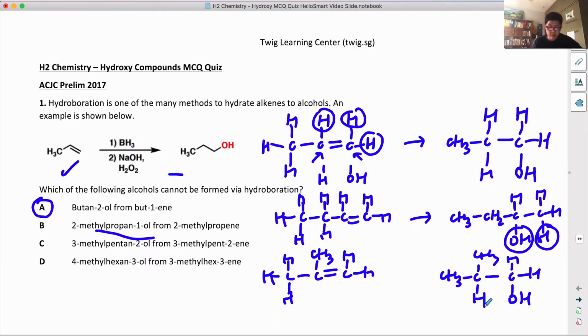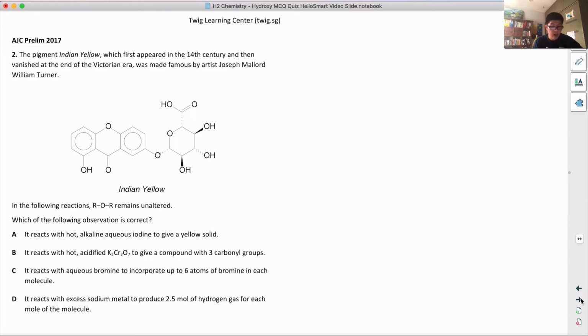Typically according to Markovnikov's rule, H should go here and OH should go here. But since this mechanism is anti-Markovnikov's rule, the OH actually will go here and the H will go here. So 2-methylpropan-1-ol can be formed from 2-methylpropene via this hydroboration process. So that's why the answer is A. Okay, let's look at the next question.